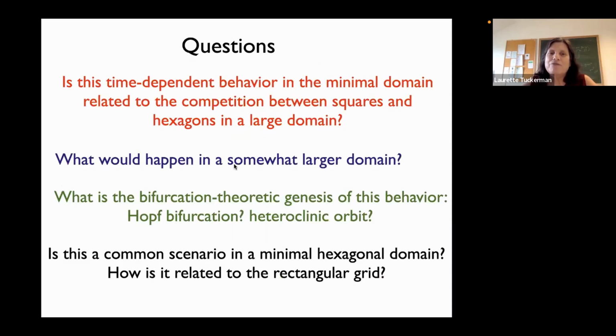So there's a bunch of bifurcation questions. What is the bifurcation theoretic genesis of this behavior? Is there a Hopf bifurcation somewhere? Is there a heteroclinic orbit? Well, how do you describe this?